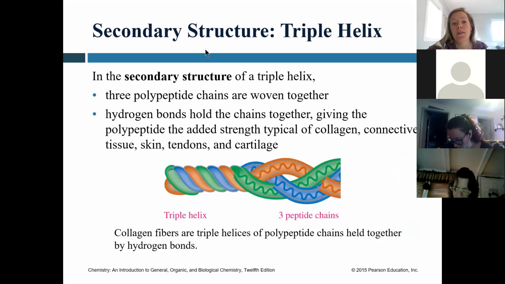Here is another secondary structure. This is called a triple helix, so different than the alpha helix. In a triple helix, you have three polypeptide chains that are woven together. Like if you were to sort of braid your hair, you have hydrogen bonds holding the three chains together, giving the polypeptide strength.